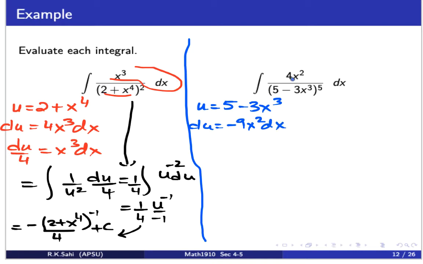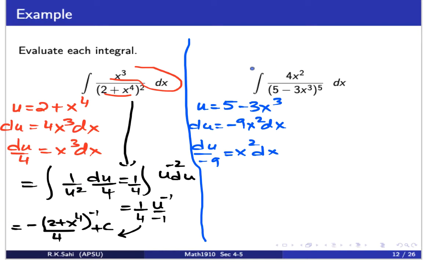Now remember, we have 4x squared dx. That's okay, we can multiply. You can take the 4 outside, so it's x squared dx. I can write du over negative 9 equals x squared dx. You should be more concerned, guys, in these kind of problems with the variables. The constants you can manipulate.